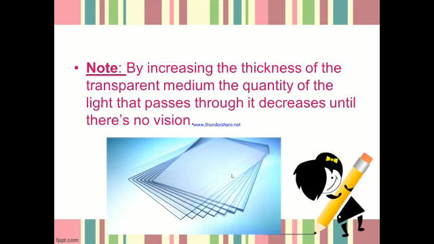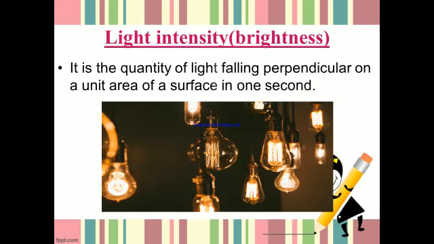Secondly, we have to talk about the light intensity or the brightness of the electric source. It is the quantity of light which falls perpendicular on a unit area of a surface in 1 second. As you see in this picture, all the lamps are lightening, but with different light intensity. How can we measure this light intensity? It is the quantity of light which falls perpendicular on a unit area. Unit area means 1 square meter or 1 square centimeter of a surface area in 1 second.